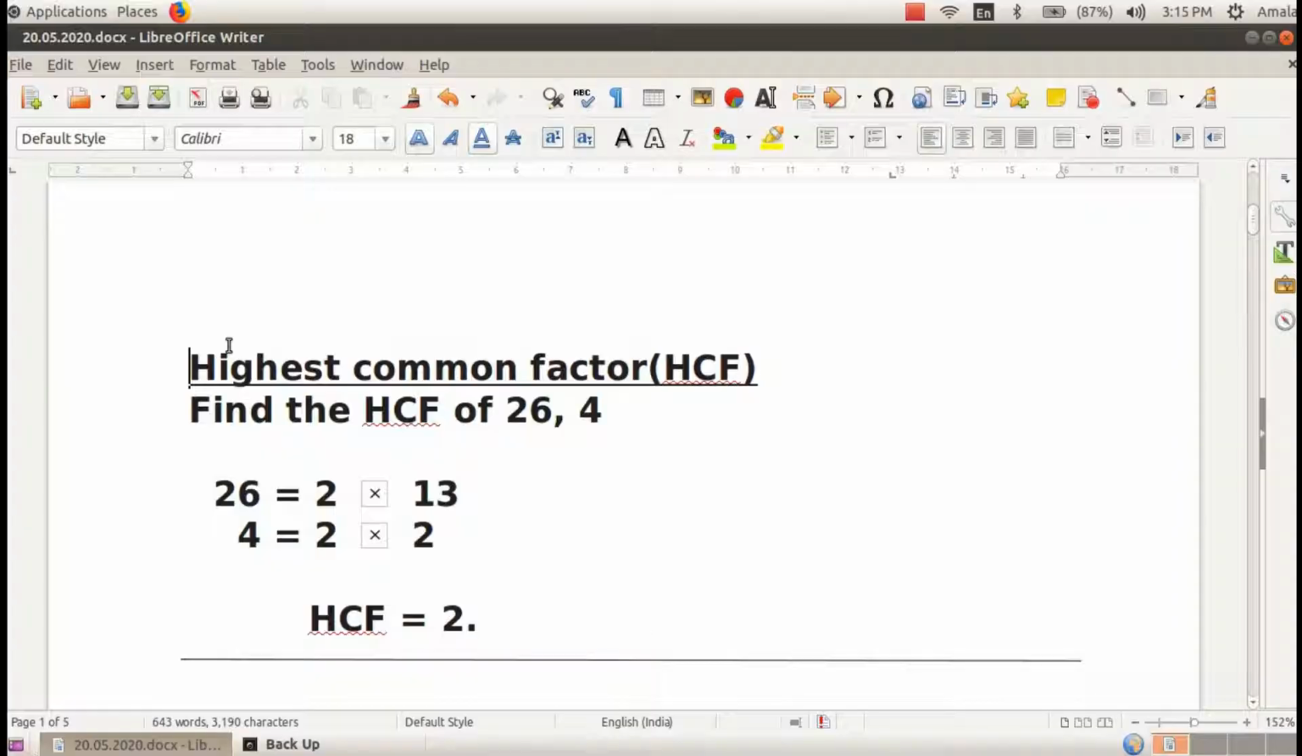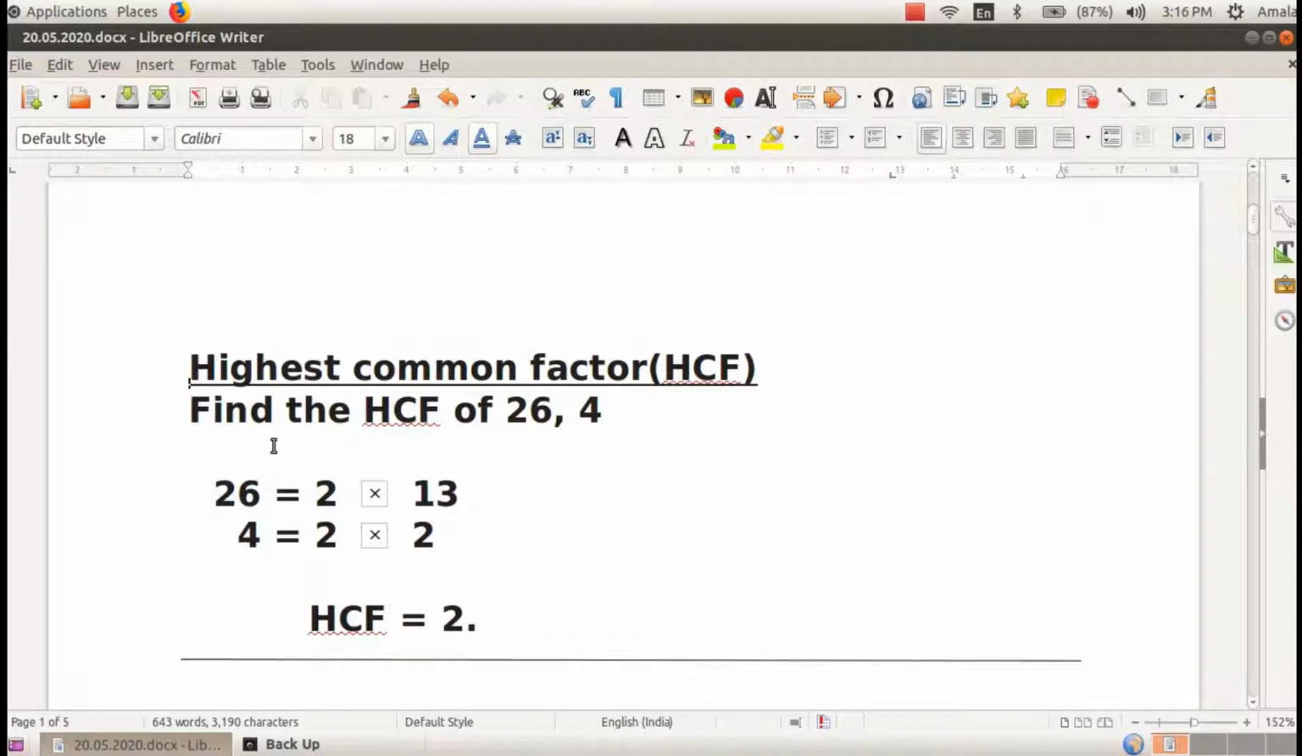Hi children, today we are going to start a new lesson, real numbers. In this chapter, mainly we are going to learn how to find HCF of given numbers by prime factorization method and by using Euclid's division lemma. And secondly, we are going to learn more about rational and irrational.